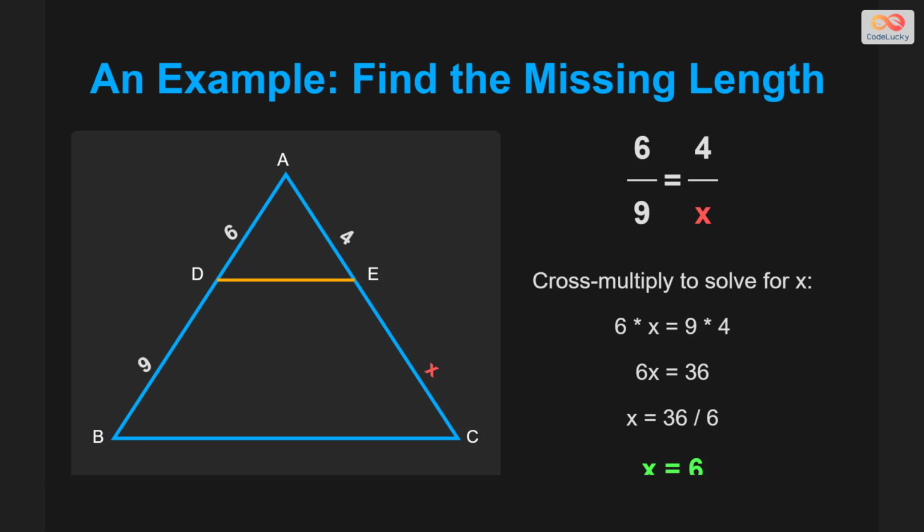Let's use this in an example. Imagine the segment AD is 6 units, DB is 9 units, and AE is 4 units. We want to find the length of segment EC, which we will call x. We set up the proportion. 6 divided by 9 equals 4 divided by x.